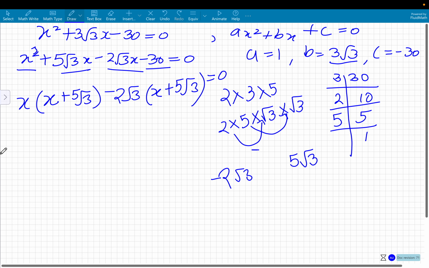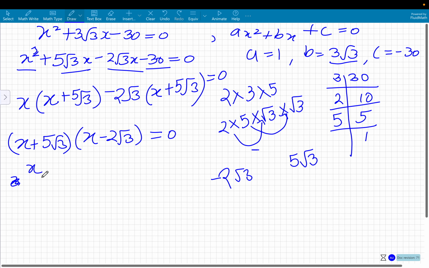Now we can take x plus 5 root 3 outside. What will remain inside? x minus 2 root 3 will remain inside. Now to know the value of x, we will put x plus 5 root 3 as 0 and x minus 2 root 3 as 0.